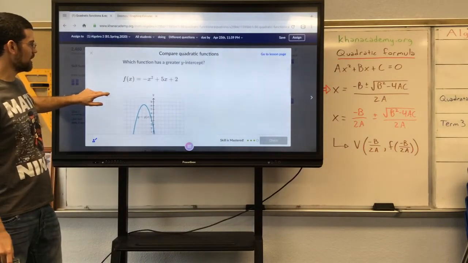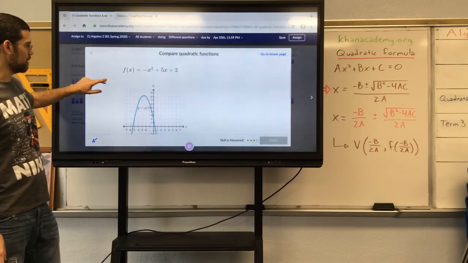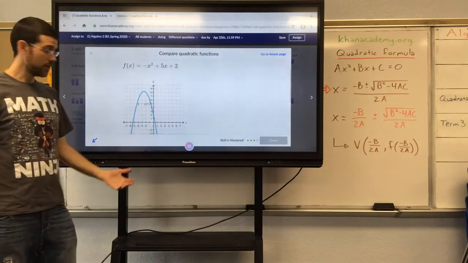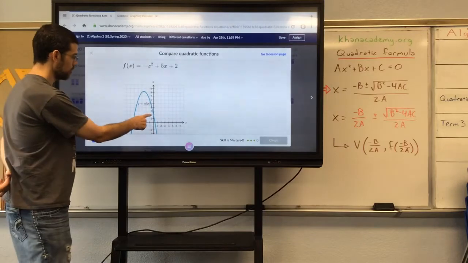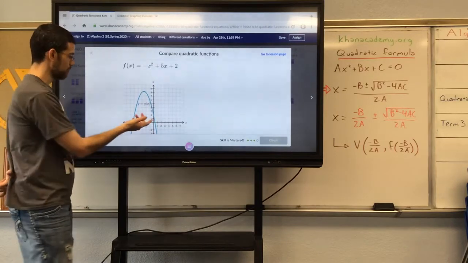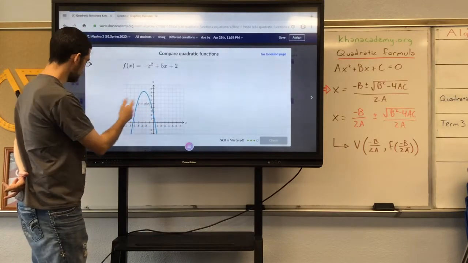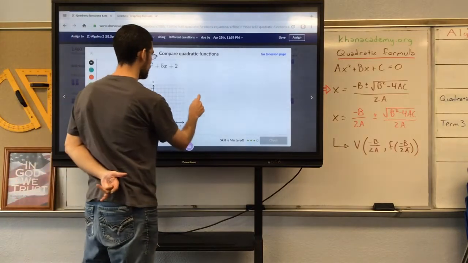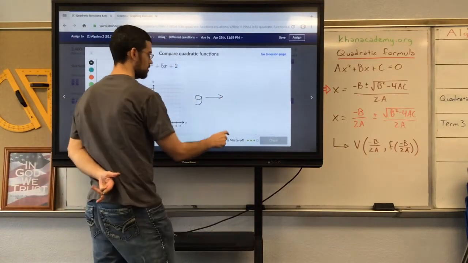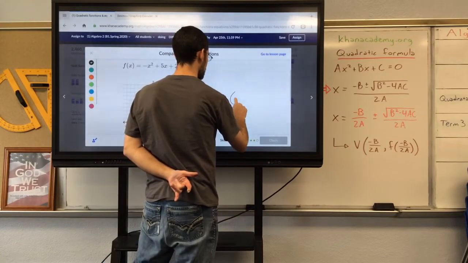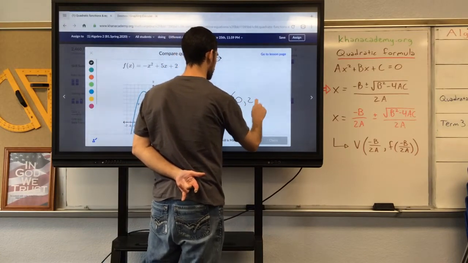Lastly, which function has a greater y-intercept? Okay, y-intercept is where the function crosses the y-axis. Function g, graphically again, is simple. It's crossing the y-axis at 2. We'll write that. G crosses the y-axis at 0, 2.